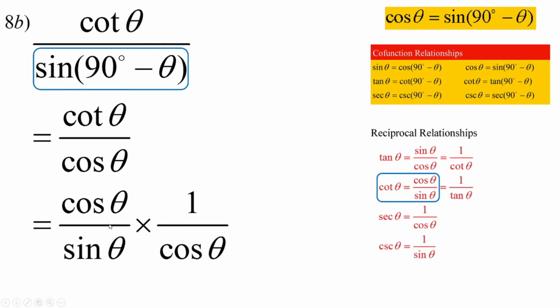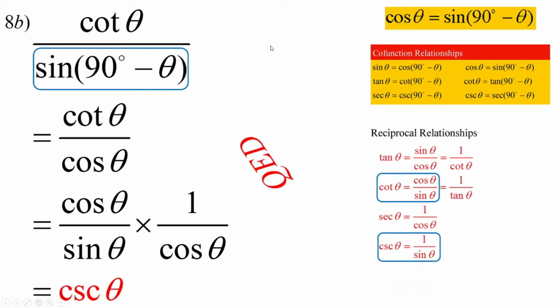And now do you see that the cosine of thetas cancel? And that's going to leave me 1 over sine of theta. And I'm going to use my reciprocal relationships again because look at this. Cosecant of theta equals 1 over sine of theta. So that's going to simplify to cosecant of theta. And there you have it, 8b.